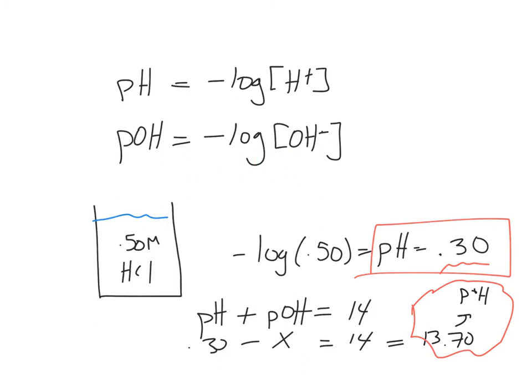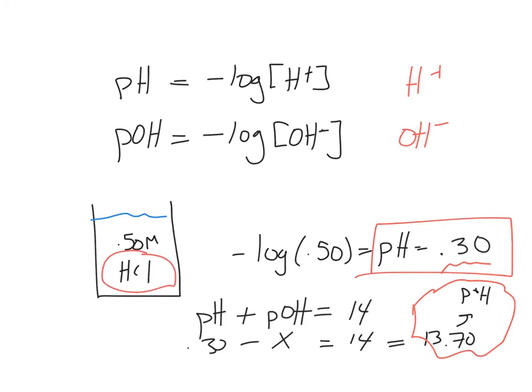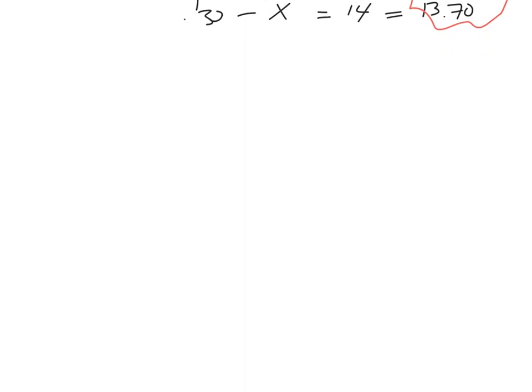You'll know you're looking at an acid if it starts with an H, and you'll know you're looking at a base if it ends with an OH minus. The identity of the substance will always be given to you in the beginning of the problem. Now what happens if you know the pH or the pOH and you're trying to find the H plus or OH minus concentration, and you just have to work the pH formula in reverse.